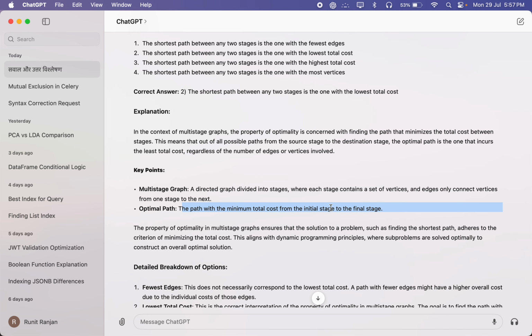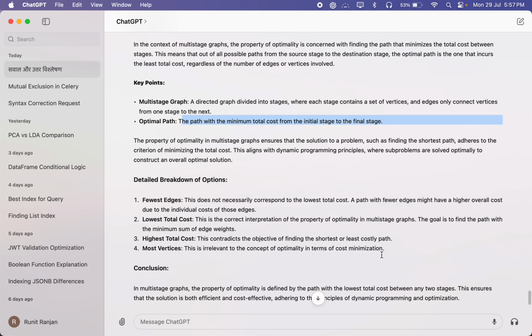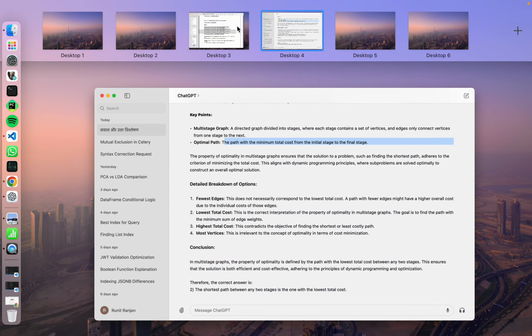Optimal path means that you want to go from initial stage to the final stage. So, yeah.